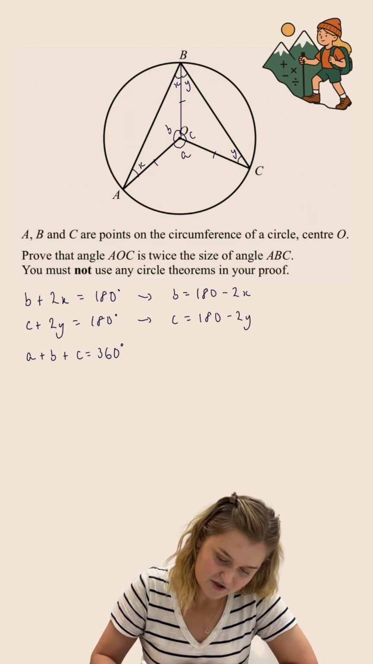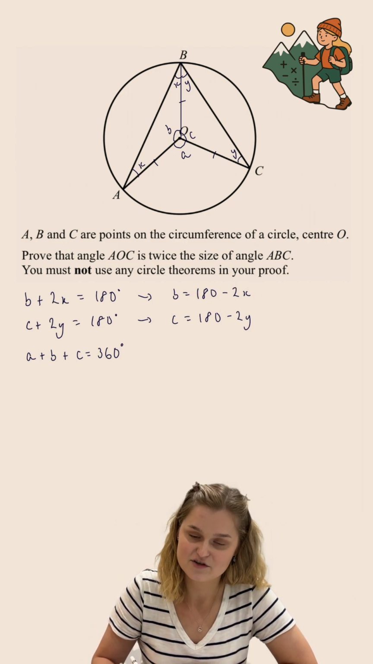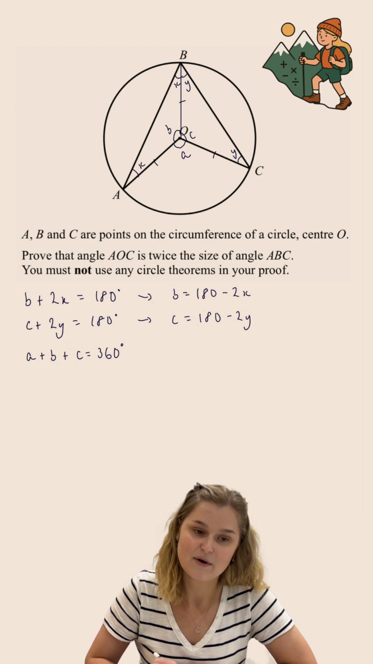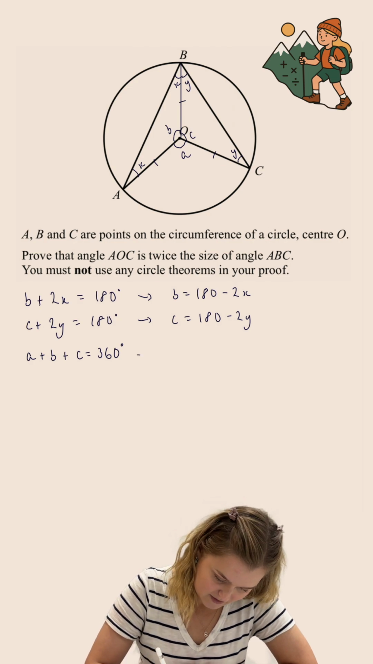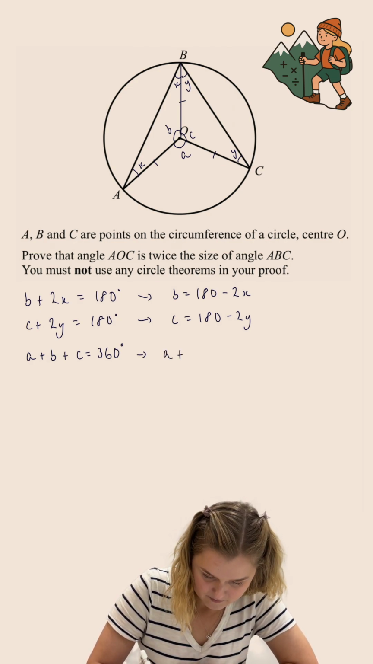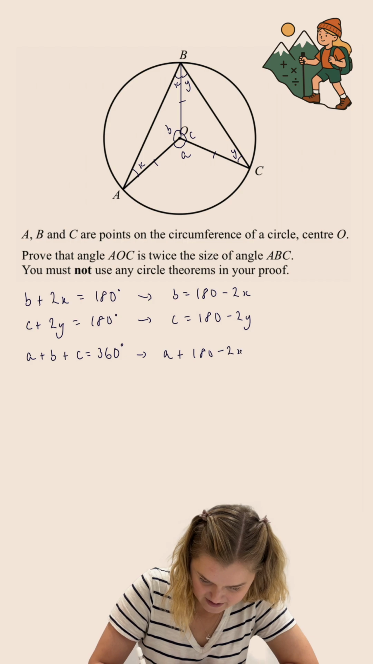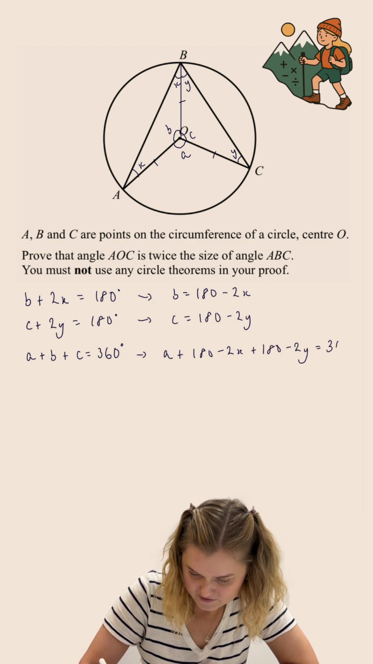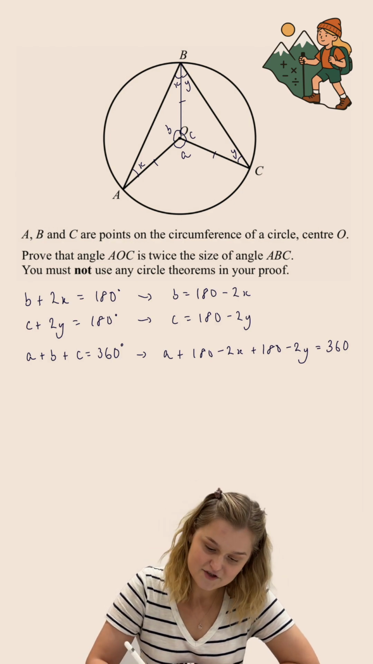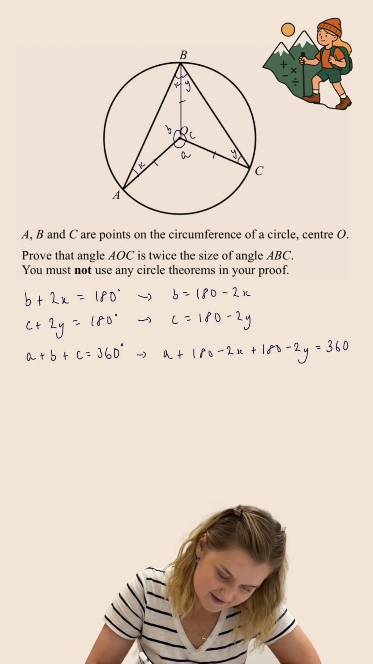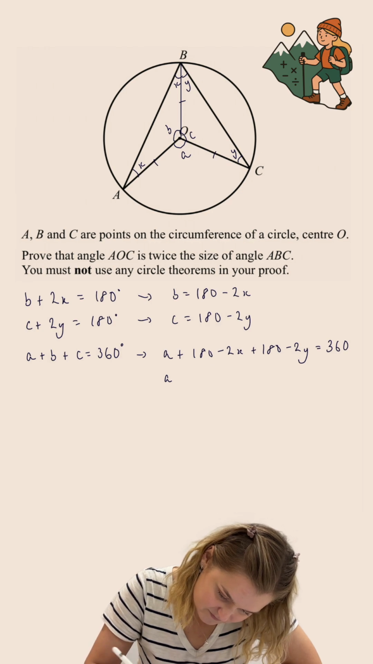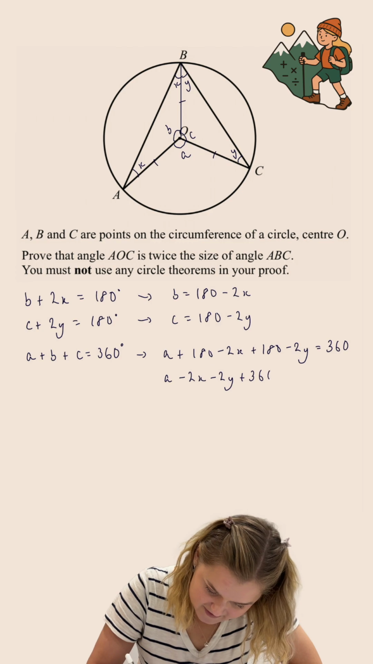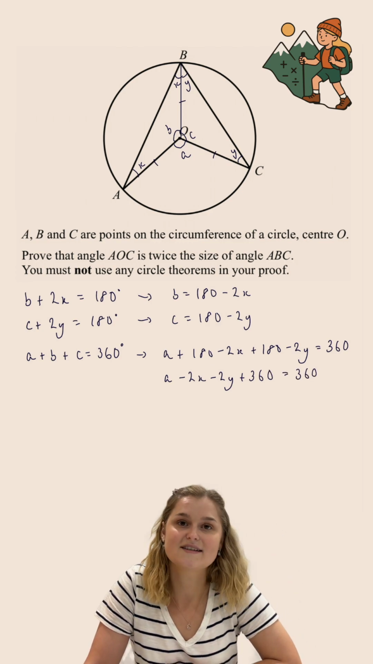Now I'm going to substitute what I have here, 180 minus 2x and 180 minus 2y, into my B and C in this equation here. So I'm going to end up with A plus 180 minus 2x plus 180 minus 2y equals 360. I'm just going to simplify this left-hand side slightly. So I'm going to get A subtract 2x, subtract 2y, add 360 equals 360.